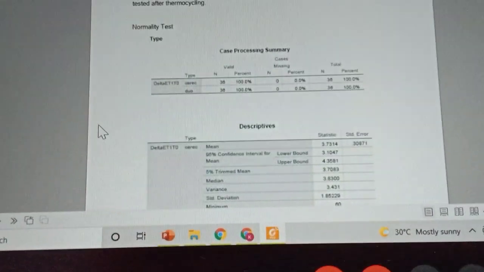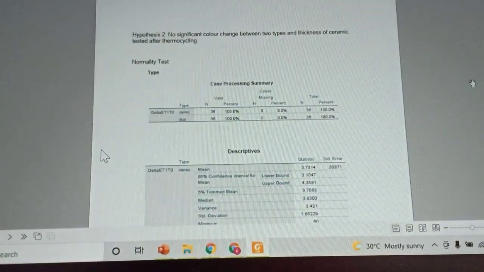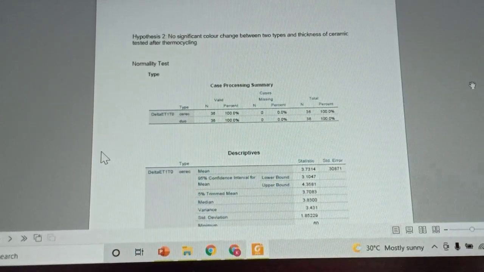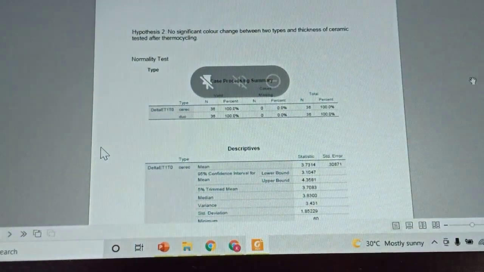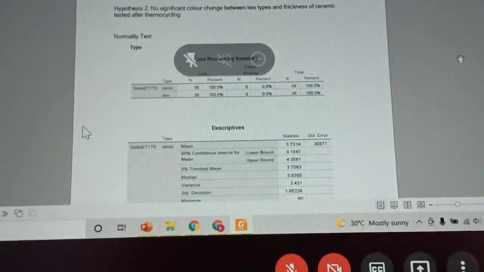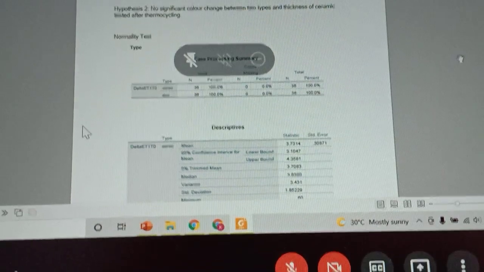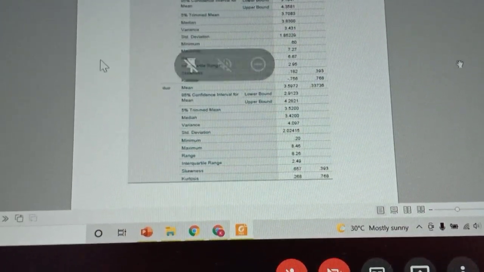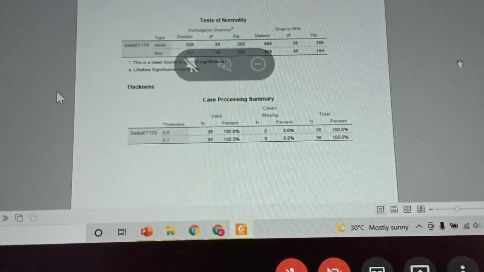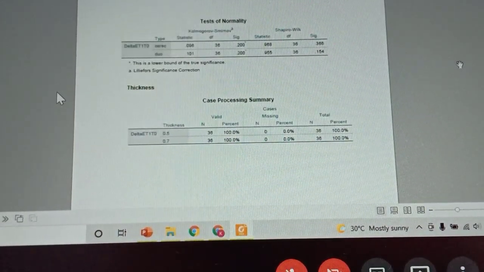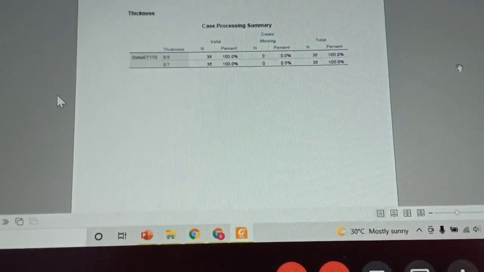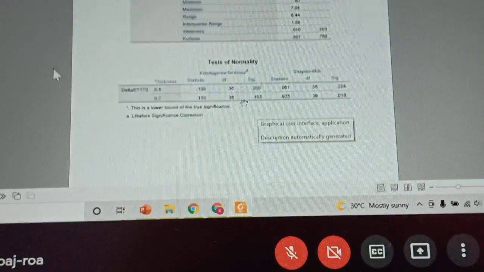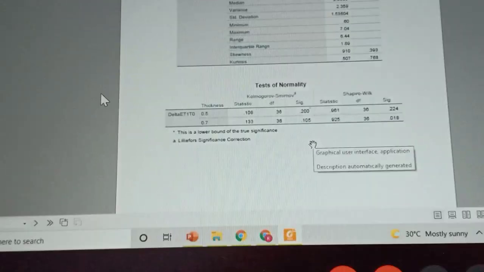So hypothesis 2 is comparing two types of material and the thickness, before and after the thermocycling. For this, I am also using two-way ANOVA. This is a normality test for the type. Normality, I think it's quite okay. This is for the thickness. Since we get the Smirnov, it's okay also.